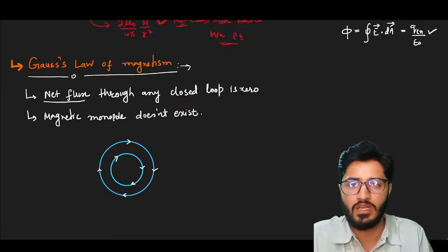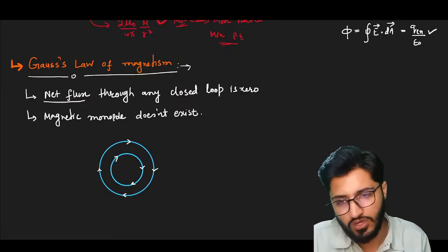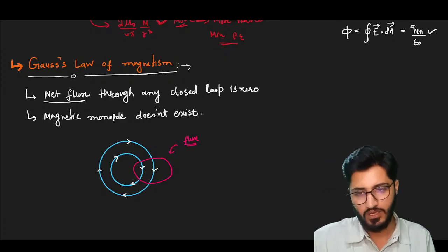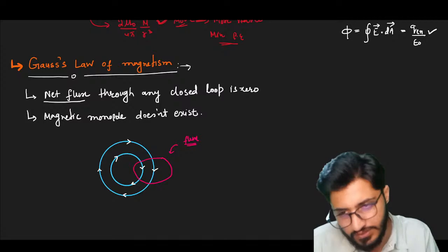Then, if we want to study any part, let us talk about this part. Find the flux through this particular part. Flux means incoming and outgoing. How many lines are going inwards? Sir, two lines. Incoming flux is 2. How many are going out? Sir, 2 flux are going.